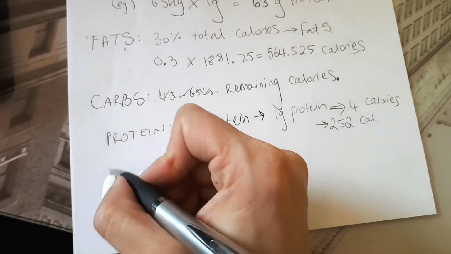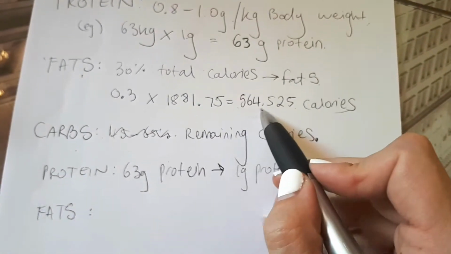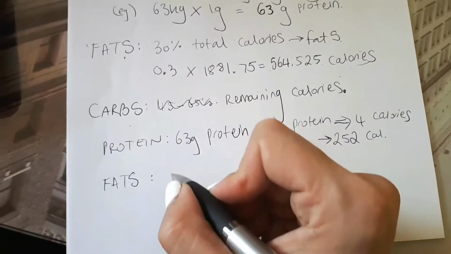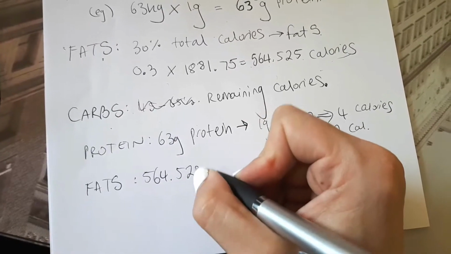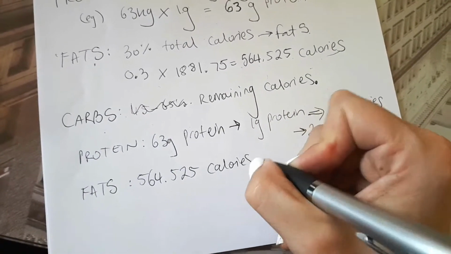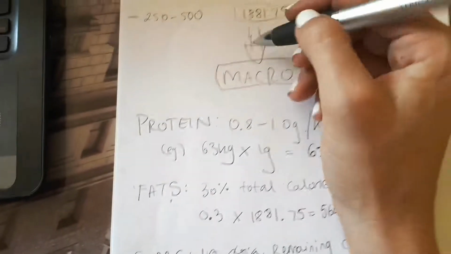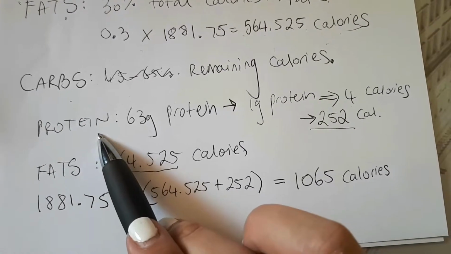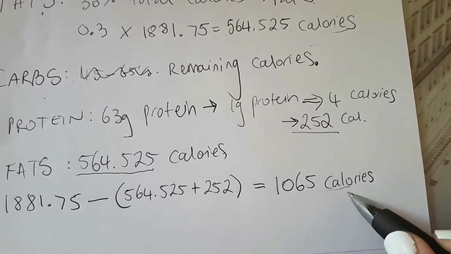My fats, we've already worked out, is 564.525 calories. So we'll put that here, 564.525 calories. And now what we're going to do is subtract this and this from this value here. Okay. So when you subtract the calories from protein and fats, the amount of carb calories is 1,065 calories.